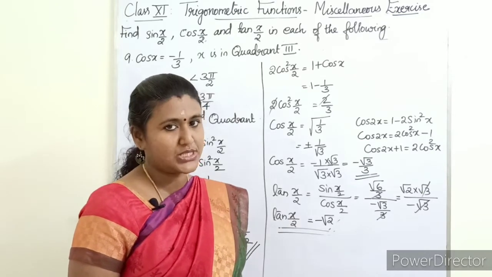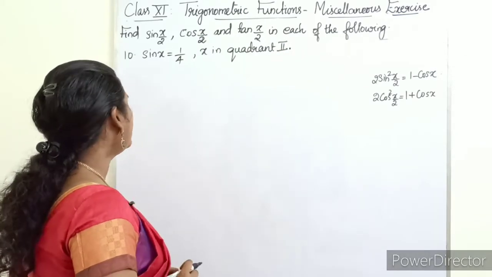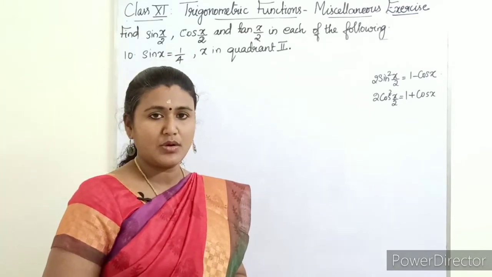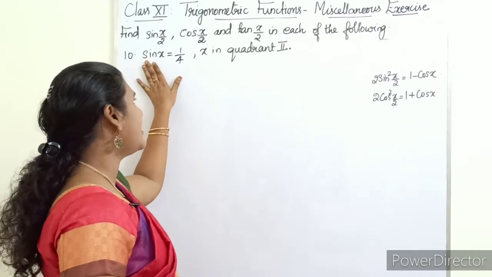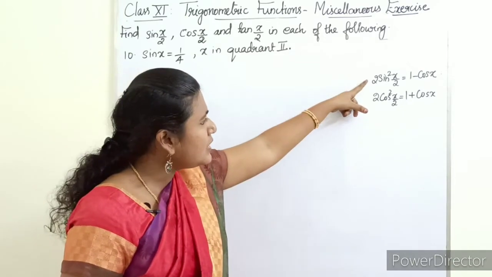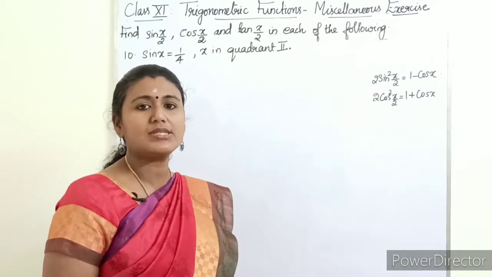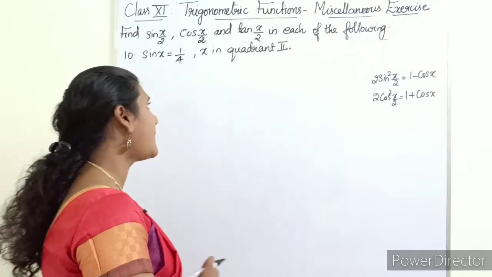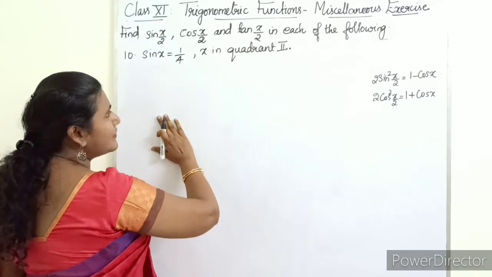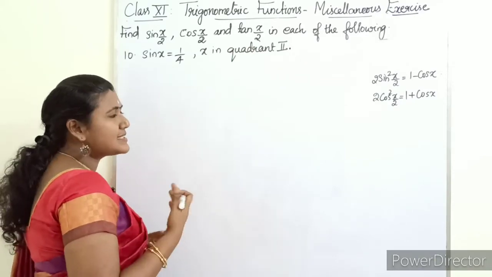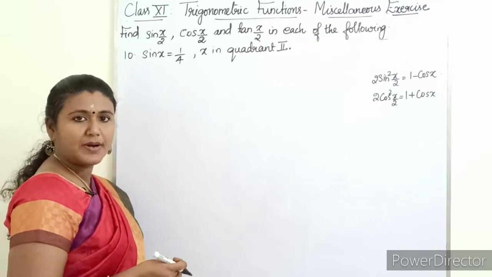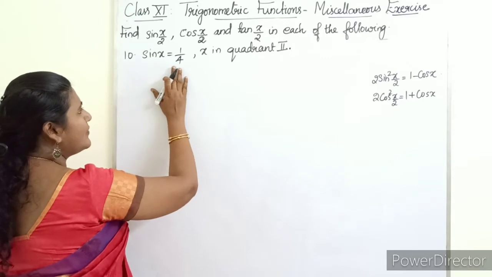Now we will see the last question. So last question, 10th one, sin x is equal to 1 by 4 and x is in quadrant 2. So here sin x value is given. So from sin x value you have to find out the cos x value. Then using these two formulas you can find out sin x by 2 and cos x by 2 value. Okay, since x is in the second quadrant, cos x value will be negative, because in the second quadrant except sine and cosec all other trigonometric ratios are negative. So cos x value will be negative.